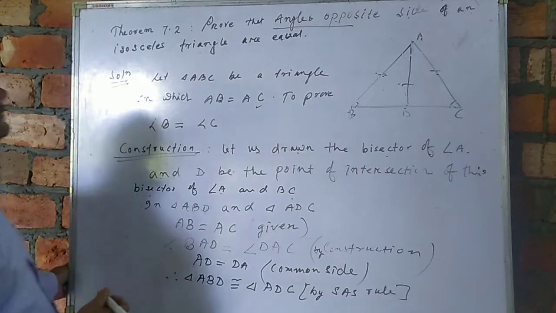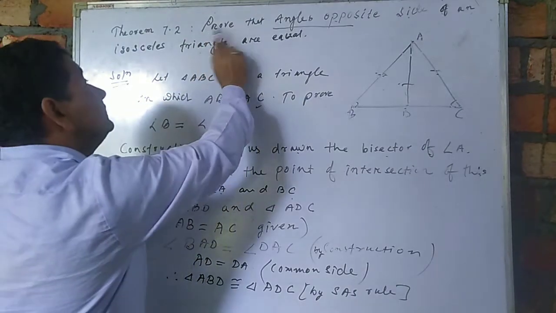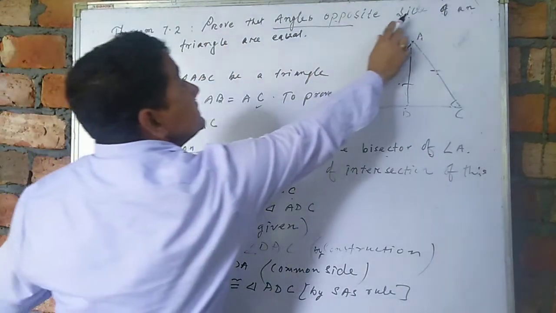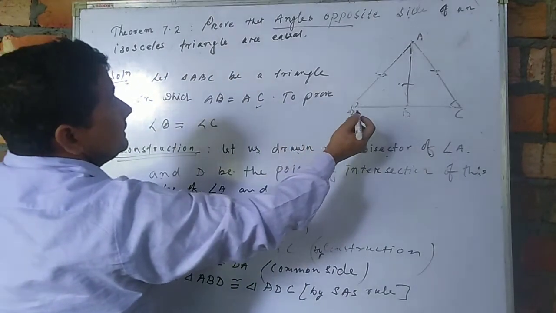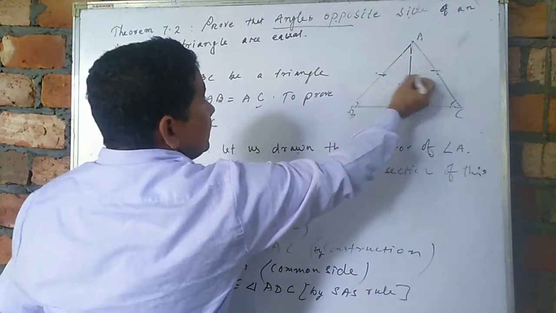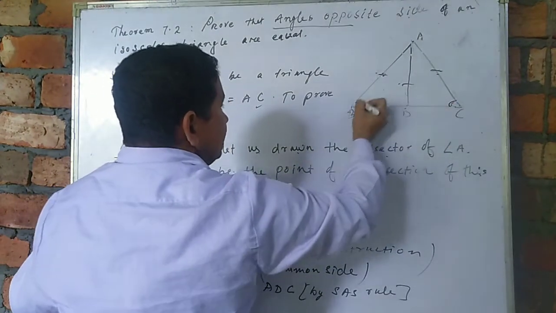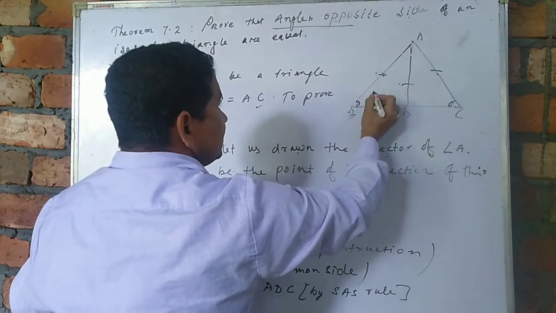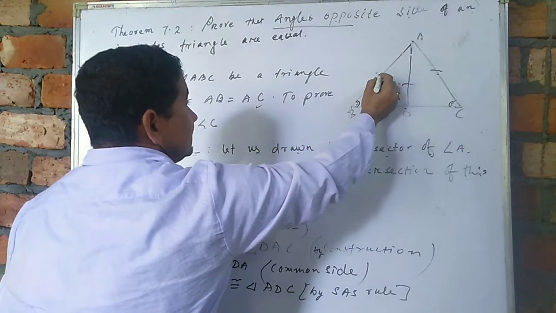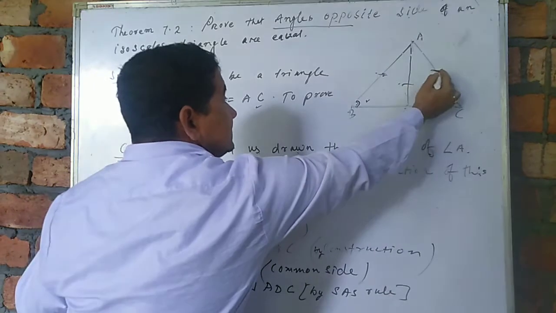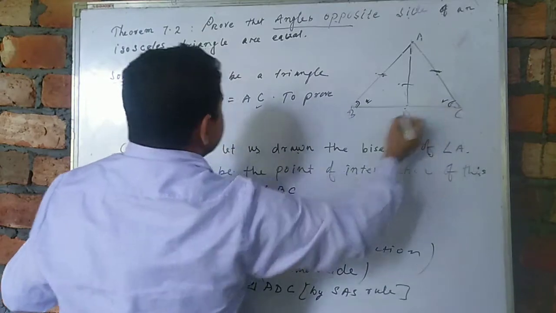Theorem 7.2. What is given in the question? Prove that the angles opposite the sides of an isosceles triangle are equal. We can consider any two equal sides; the angles opposite these equal sides are equal. Suppose triangle ABC is an isosceles triangle and AB and AC are given equal. We have to prove angle B is equal to angle C.